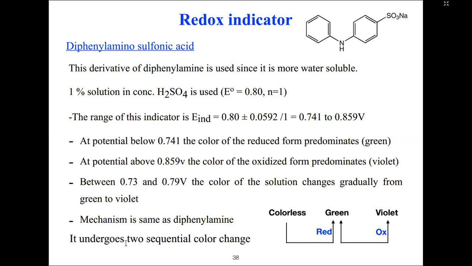So it undergoes two sequential color changes. In the previous example, it goes from colorless to colorless and then from colorless to the other structure, right? However, here it goes from colorless to green. And remember, this is a single headed arrow, so this is one directional. Then the green form is the reduced form. This is the indicator. Now it can go to the oxidized form, which is the violet color.